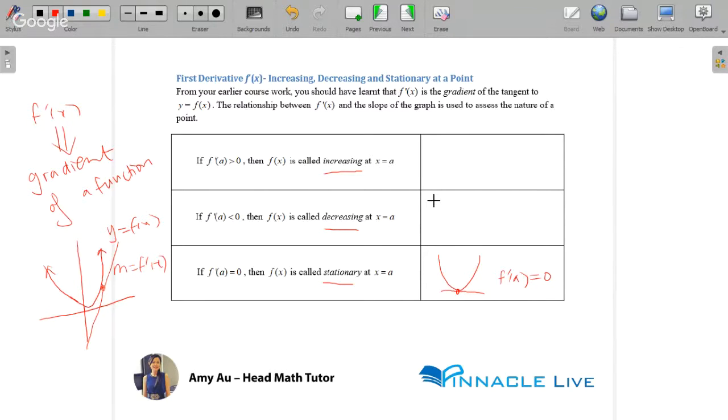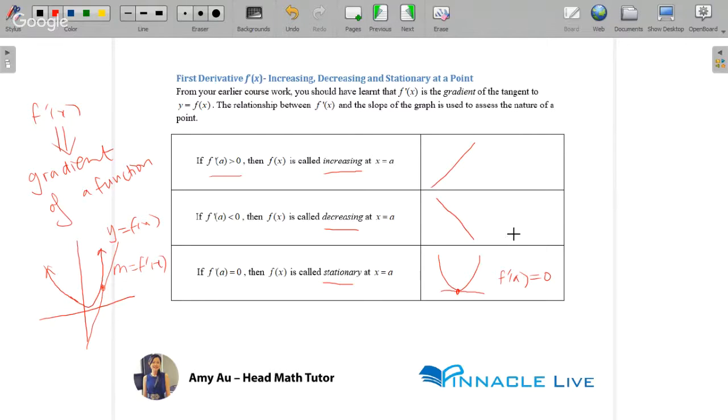Decreasing means we are sloping downwards. So for example, if you look at this parabola, that left side would be sloping downwards. That is what is considered decreasing, and is associated with the first derivative being negative. And then finally, increasing. Increasing means sloping upwards. If you look at this parabola, the right side is sloping upwards. That's what increasing means, and that's associated with the first derivative being positive.